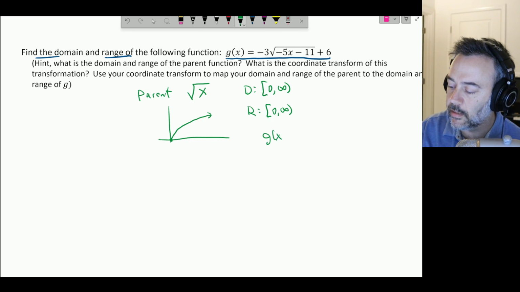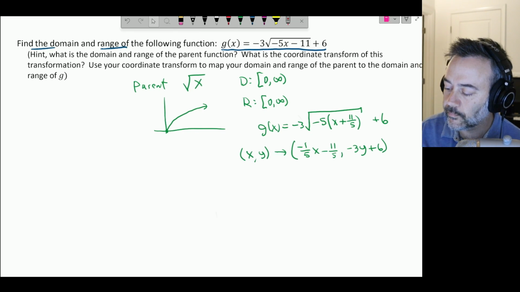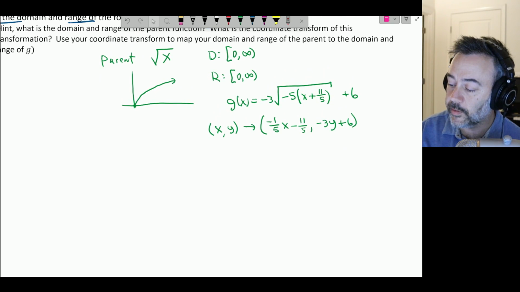So g of x is negative 3. Now, of course, on the inside, we need to factor out the leading coefficient and double check our signs and everything. That looks good. And we get our coordinate transformation. And our coordinate transformation would be negative 1/5 x minus 11/5, comma, negative 3y plus 6. And we do the exact same thing.